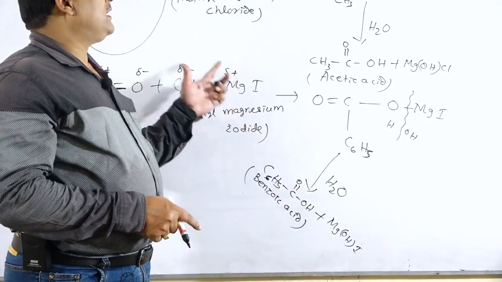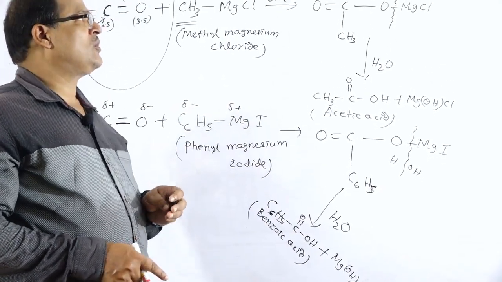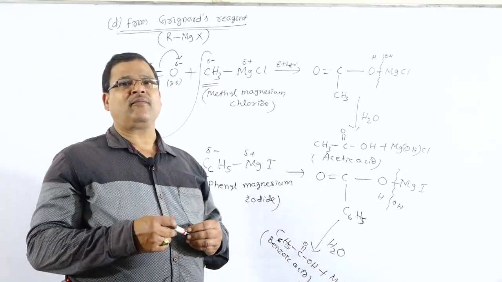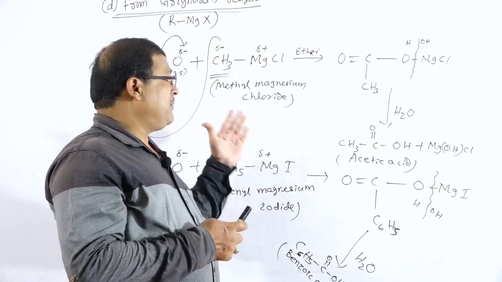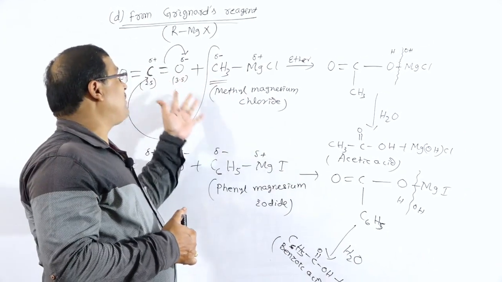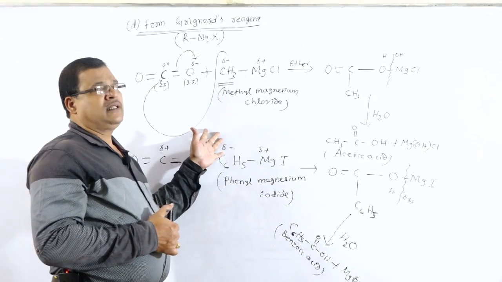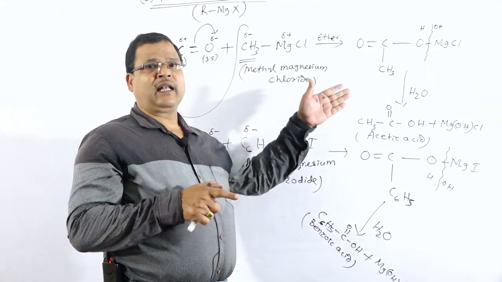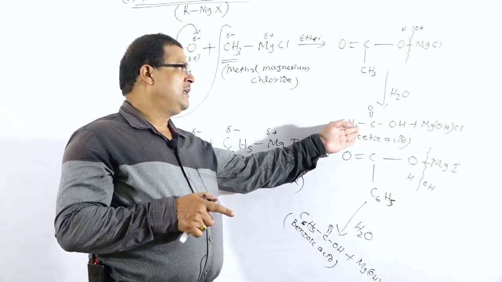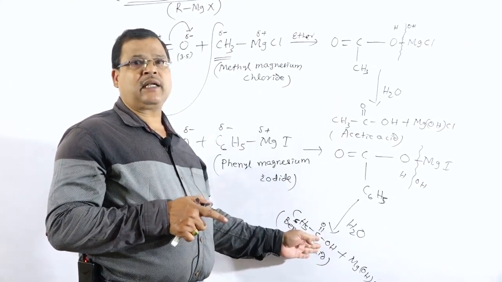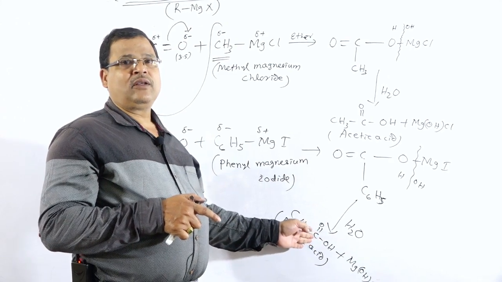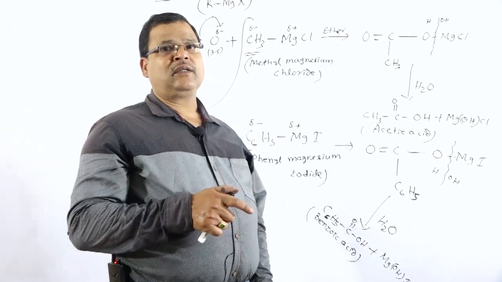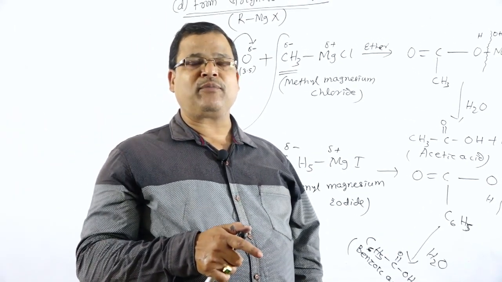So these are the different methods. Other methods are also there. This is a very, very important method of preparation, and from it we can prepare both aliphatic acids and aromatic acids. In the coming class, we will discuss the other methods of preparation and the properties of these carboxylic acids.